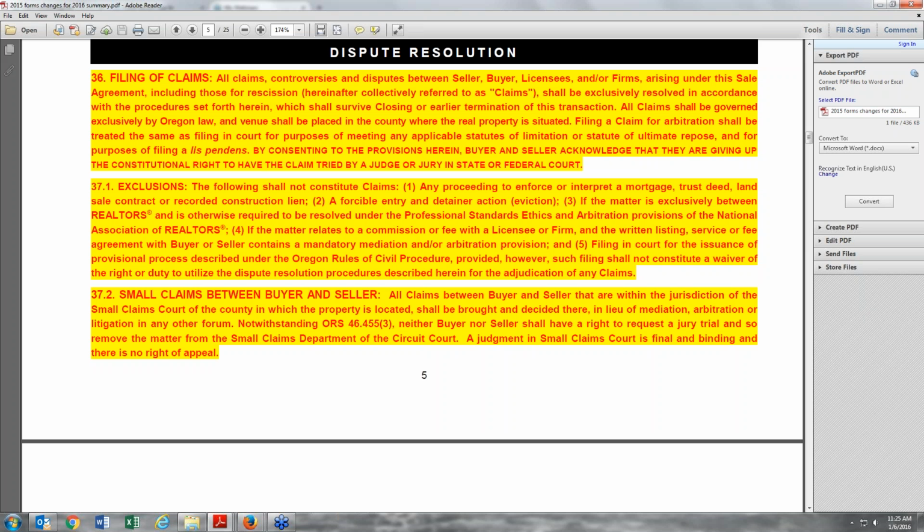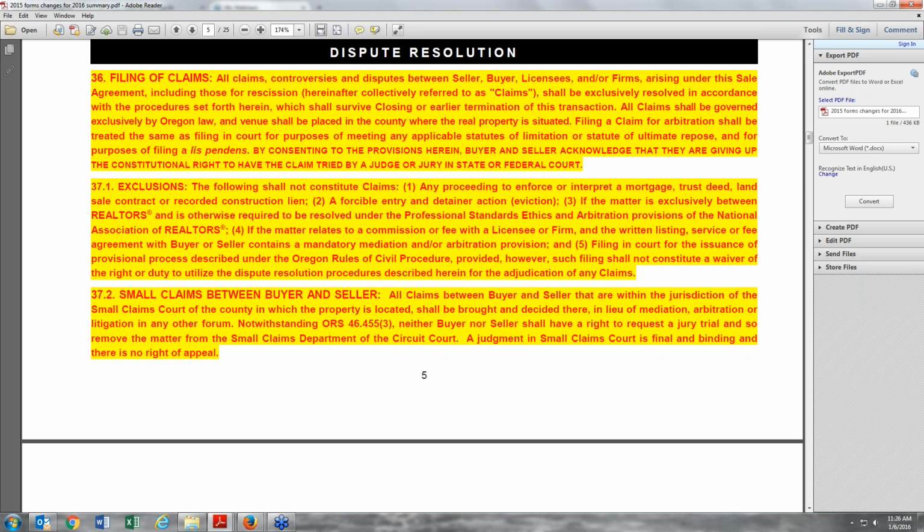What the effort of this entire section, Section 36 through 37.4, is to remove disputes out of litigation, meaning court filings where you file in court, and put it into some form of alternative dispute resolution process. And so we define claims very, very broadly. A claim is any kind of dispute between the seller and the buyer or with the licensee, with only a few exceptions, such as, for example, an eviction process.